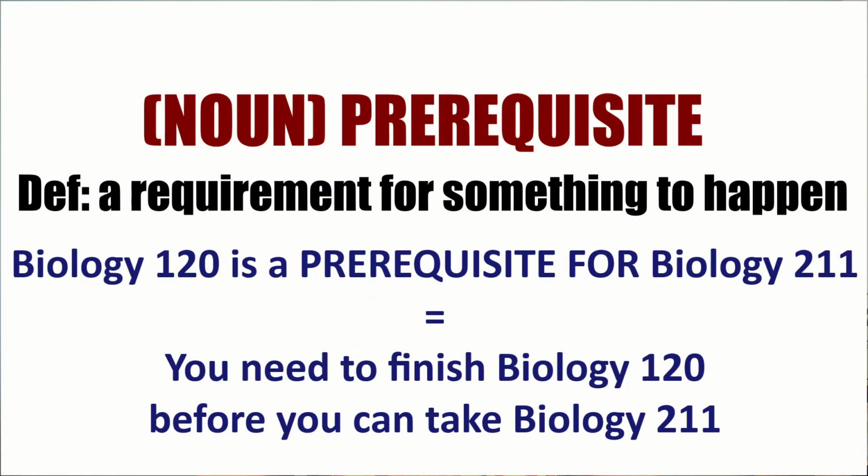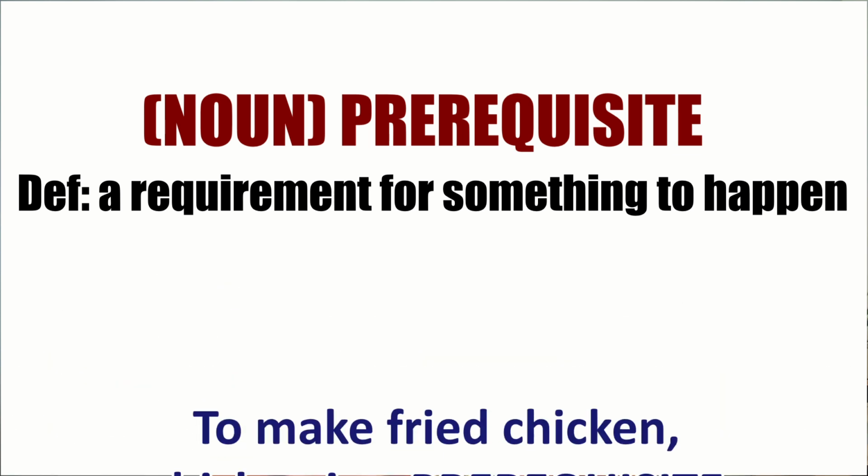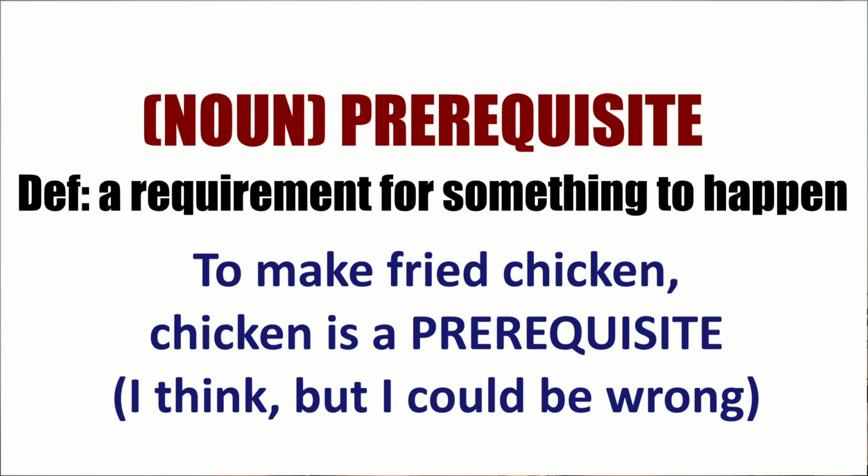Number 4, prerequisite. A requirement for something else to happen. Here's an example. Biology 120 is a prerequisite for Biology 211. So, you need to take Biology 120 before you can take Biology 211. Another example. To make fried chicken. Chicken is a prerequisite. You need the chicken before you can make the fried chicken.